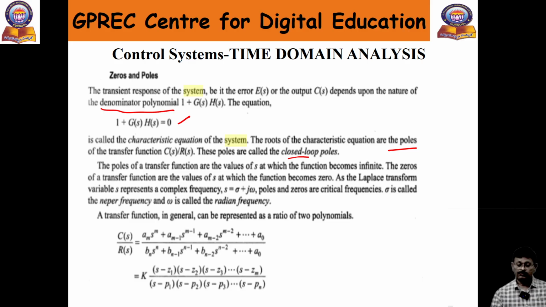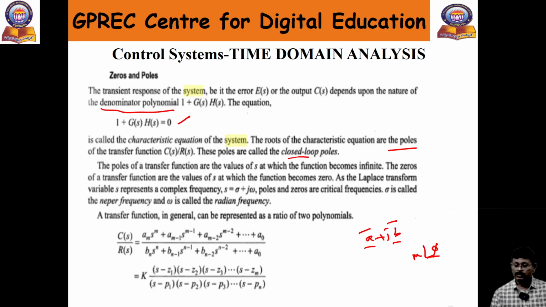The Laplace transform variable s represents the complex frequency, that is s equals sigma plus j omega. This is the real value and the imaginary value, right? Sigma is called the Neper frequency, and omega is called the radian frequency. Generally we represent it in different forms: the a plus jb form, with real part and imaginary part, or the polar form with magnitude and angle. So there are different methods to represent the values.